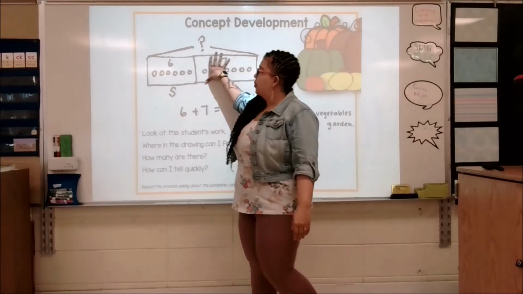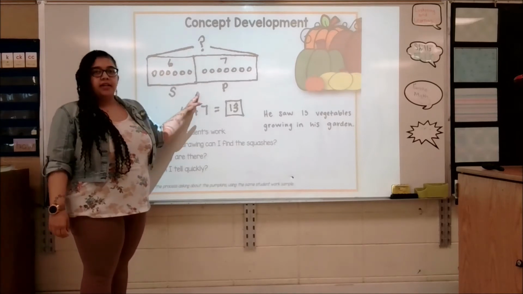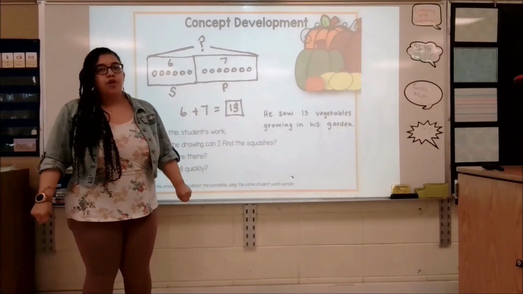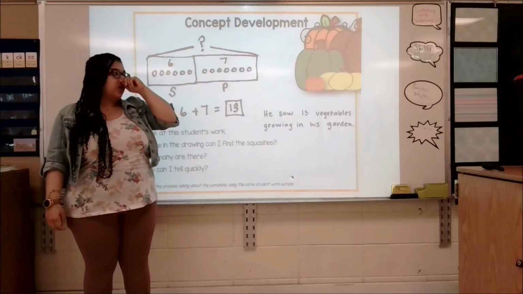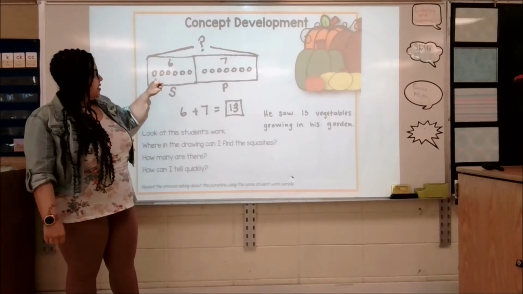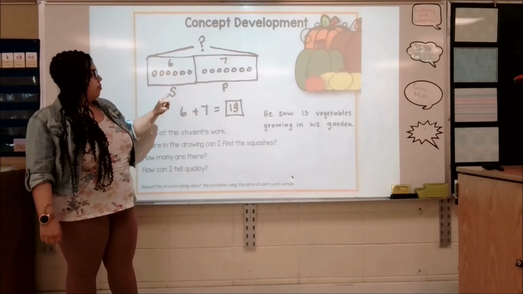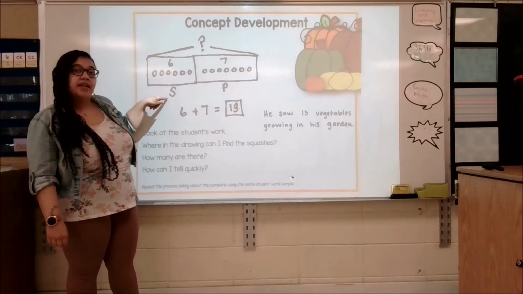So what we're going to do is draw a box to represent the whole. We're going to split it to show that there's different parts. We're going to bring those parts together with the connecting lines to show the whole. And we're also going to label it. So this is the picture, number, and label to show the 6 squashes Lee saw in his garden.